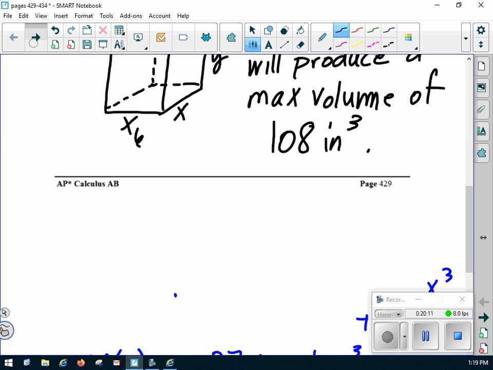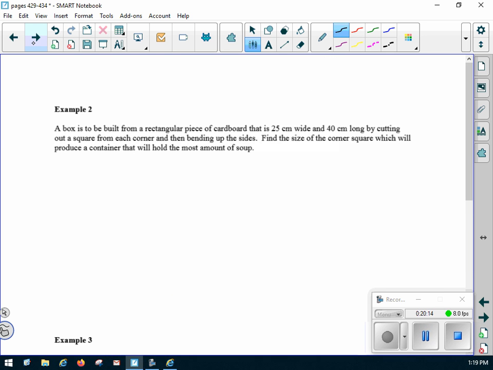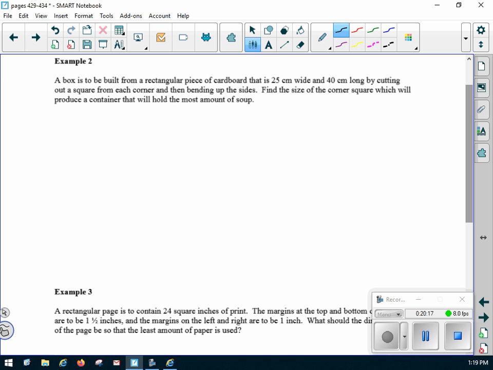A box is to be built from a rectangular piece of cardboard that is 25 centimeters wide and 40 centimeters long by cutting out a square from each corner and then bending up the sides. Can you visualize that? Find the size of the corner square that will produce a container that will hold the most amount of soup. This is called soup in a box. Don't ask me, I didn't write the problem.